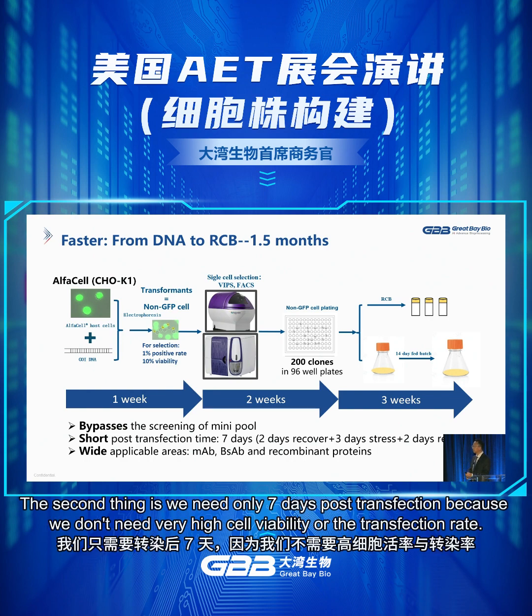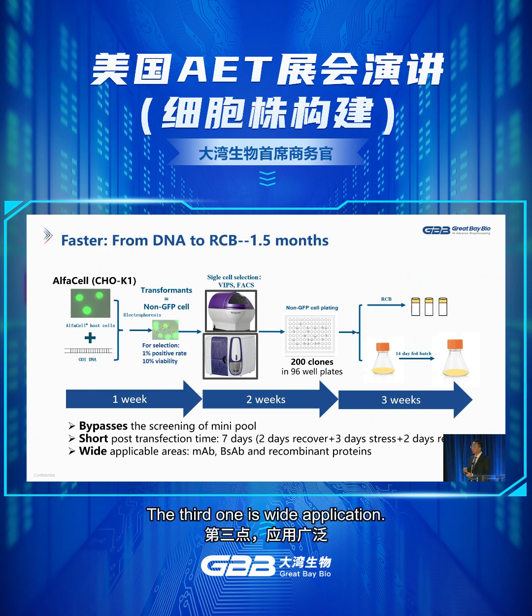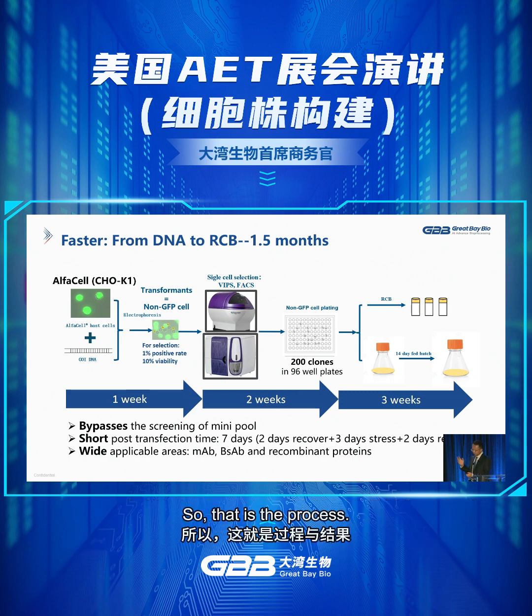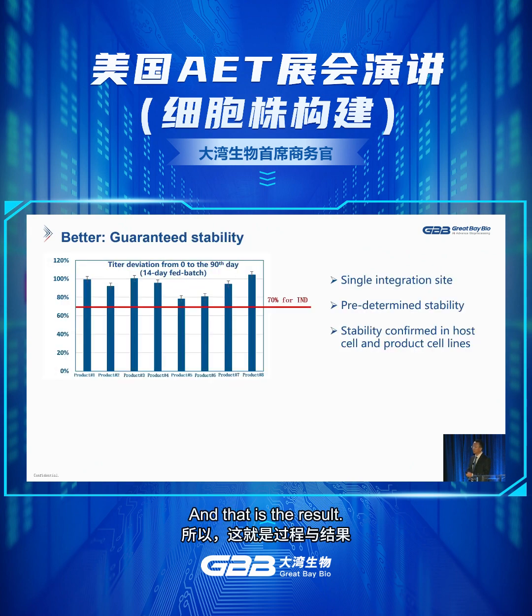And the second thing is we need only 7 days post-transfection because we don't need a very high cell viability or transfection rate. And the third one is wide application. Because the hotspot is quite strong, we can express MAB, BSAB, or any kind of recombinant protein. So that is the process, and that is the result.